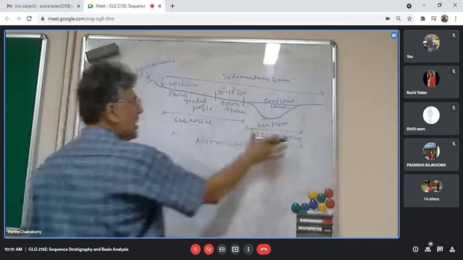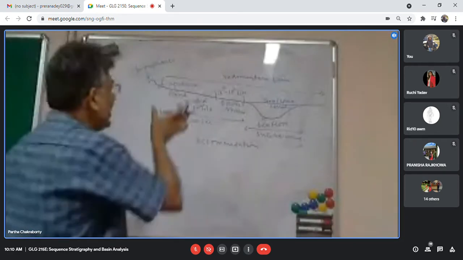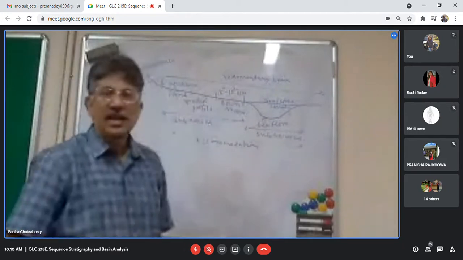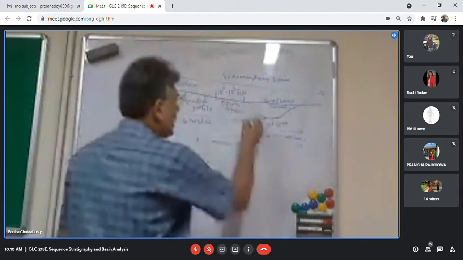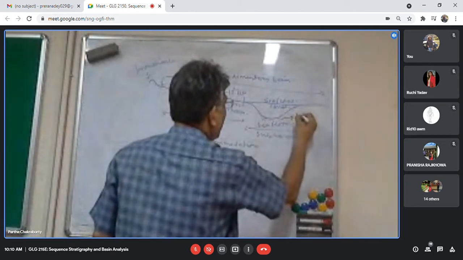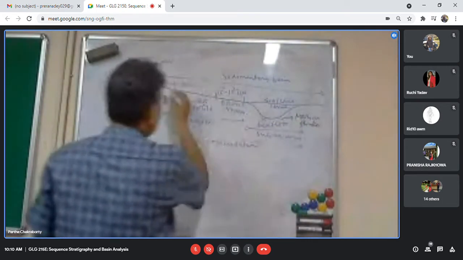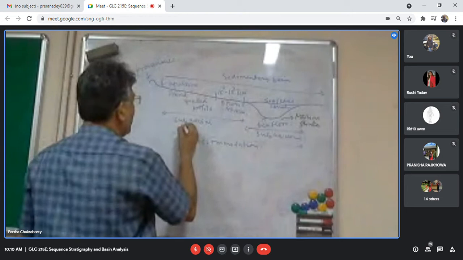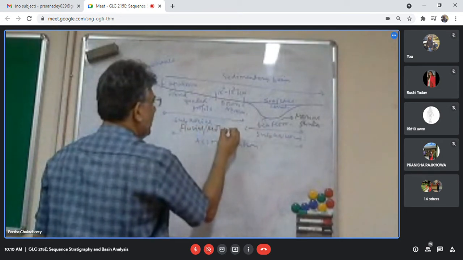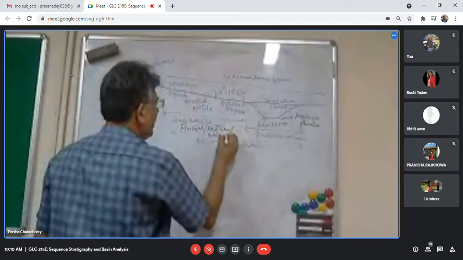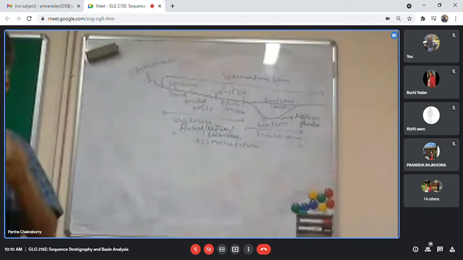Now in the subaqueous accommodation, you are essentially getting the marine strata. In the subaerial accommodation, you are getting the fluvial, the aeolian, and the lacustrine strata. So here I am getting the marine strata, and in this accommodation I will be getting fluvial, aeolian, lacustrine. All these sediments I am getting in this subaerial part.